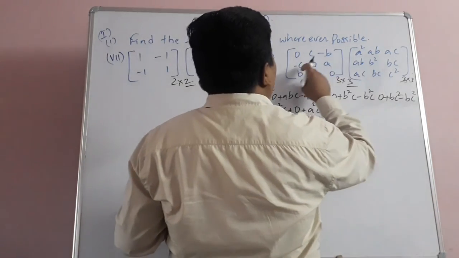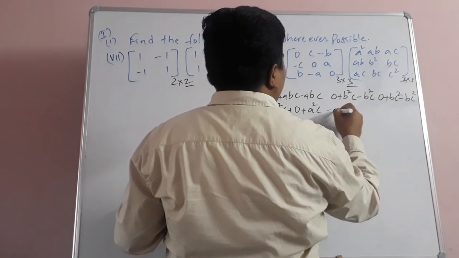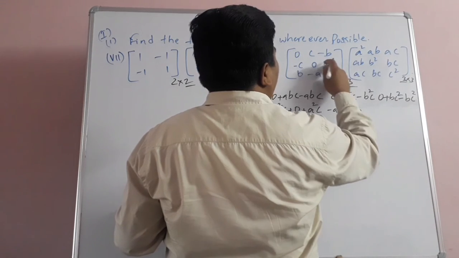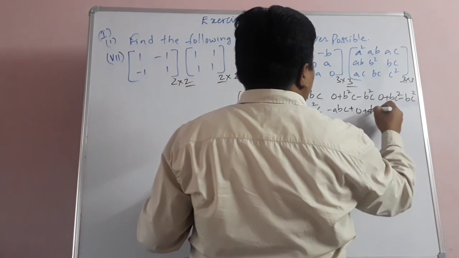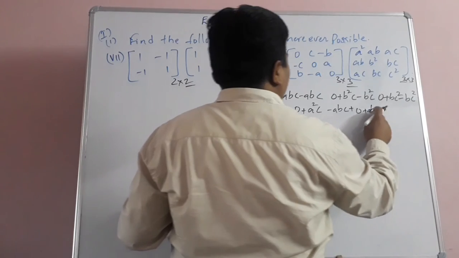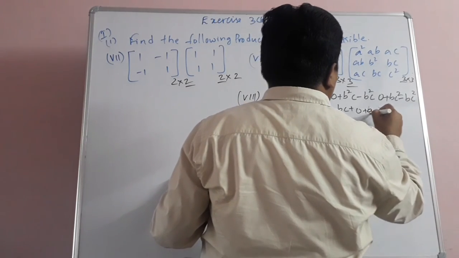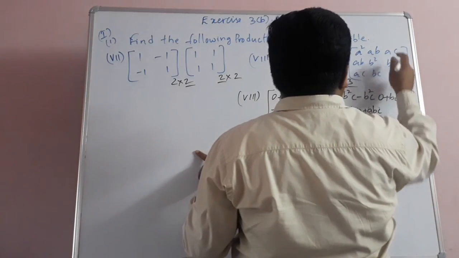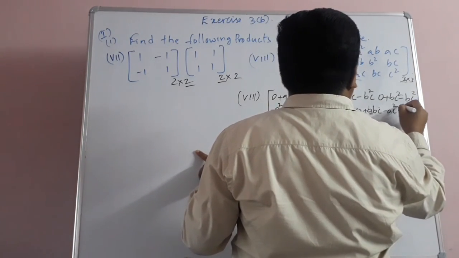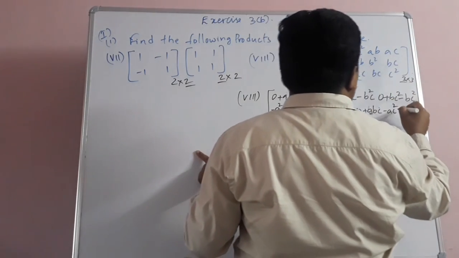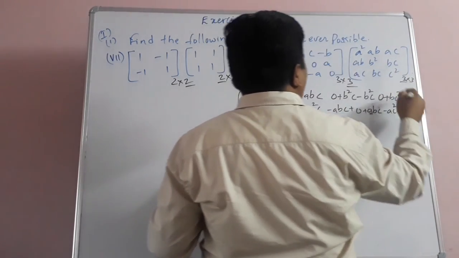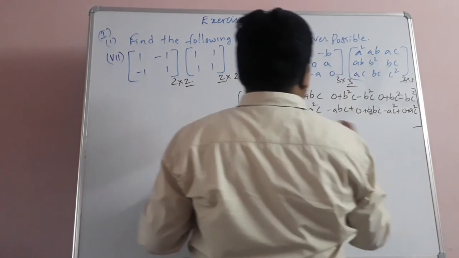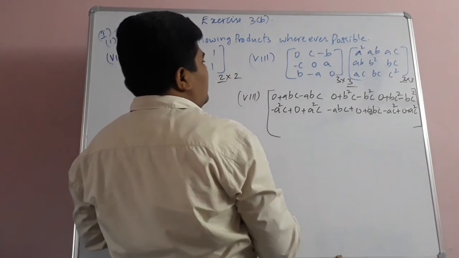Now second row, second column: minus C into AB, children, that is minus ABC. Now 0 into B squared is 0. A into BC is plus ABC. Now second row, third column: minus C into AC, minus AC square. 0 into B is 0, plus A into C square is plus AC square. Now children, third row, first column.